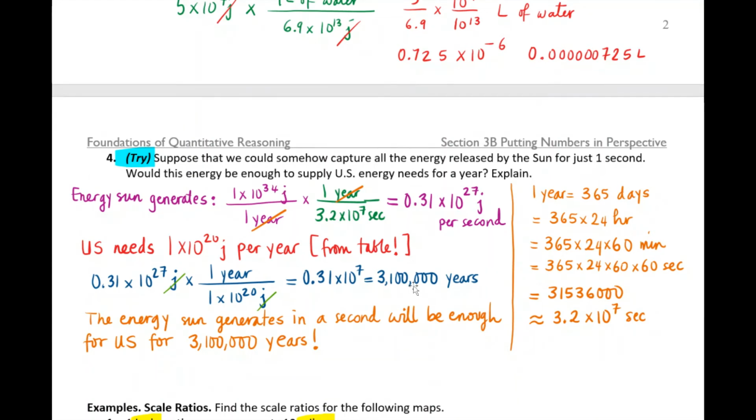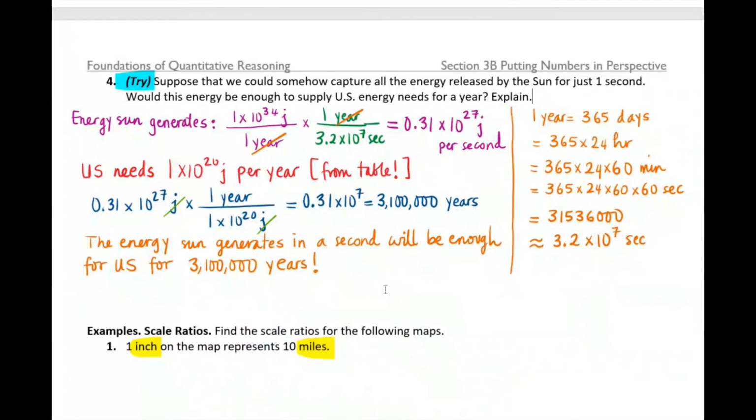Wow, that's so amazing. If you can capture the energy released by the sun for 1 second, that will be good enough for the energy supply of the US for more than 3 million years. Well, that's interesting. That's the value of the sun.